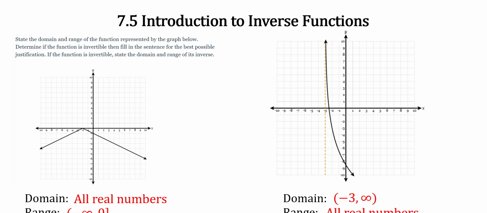And then for our new domain and range, we just flip them. Domain is all real numbers. The range is negative 3 to infinity. And there you go. There's the beginning of inverses. Good luck.